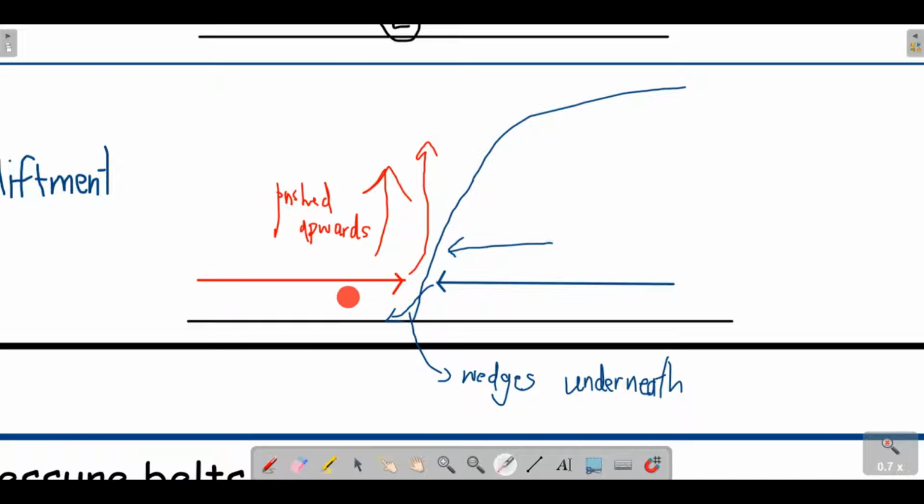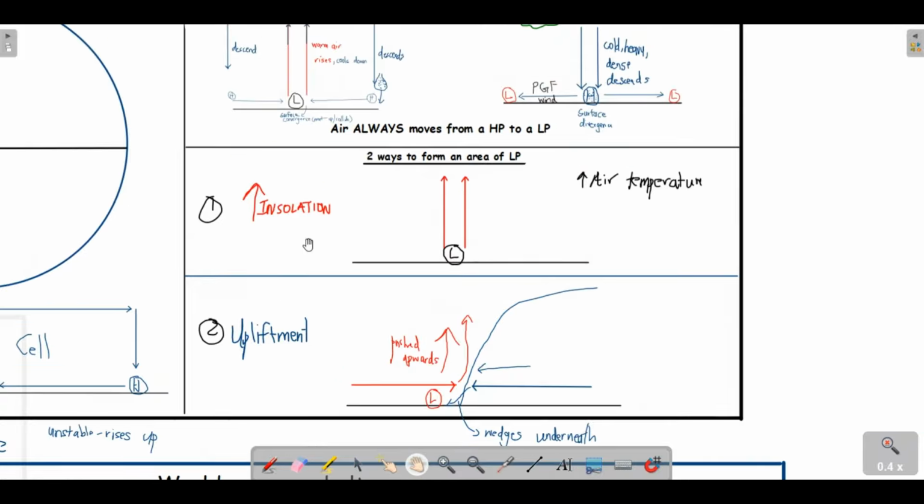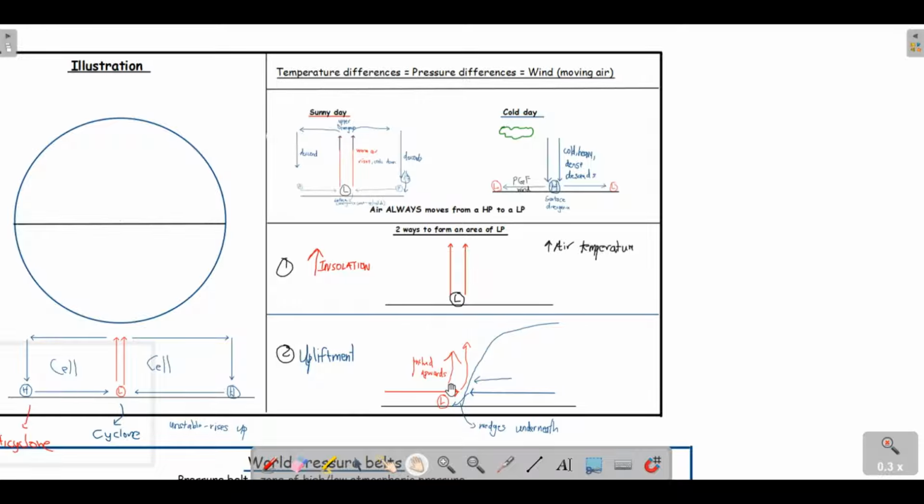How much pressure is it placing over here? So it is low pressure, right? So an area of low pressure is then formed on this side right over here. Okay, so that's the second way you form an area of low pressure. First, by insolation. Second, by upliftment. So this is critical to note, guys, especially if you want to understand how pressure belts form.